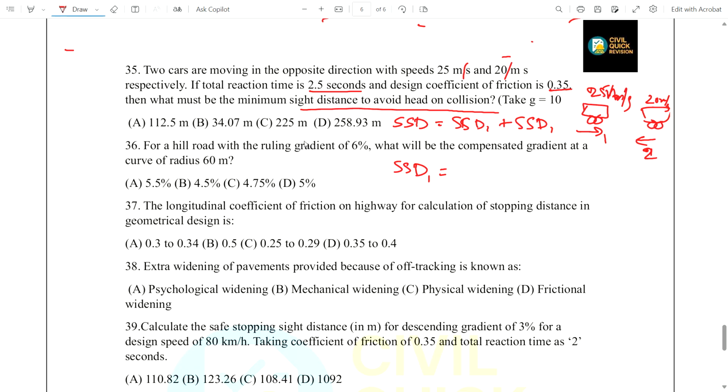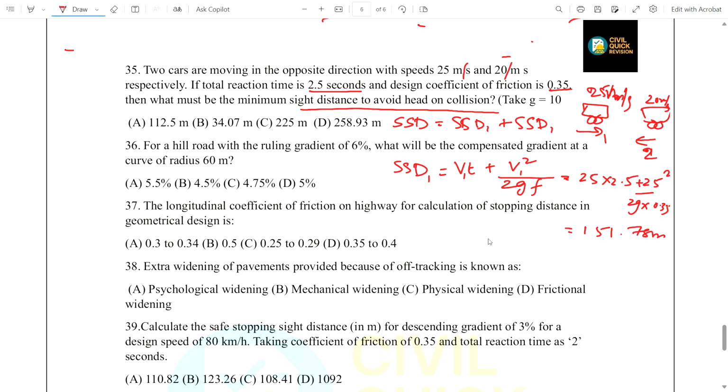F is given. Now I put the formula v1t plus v1 square by 2gf. This is the formula, and the speeds are given in meter per second, that's why I use this formula. v1t is 25 into time 2.5, plus 25 square by 2g f, where f is 0.35. You can put the g value as 10. Then we get the value for SSD1 as 151.78 meter.